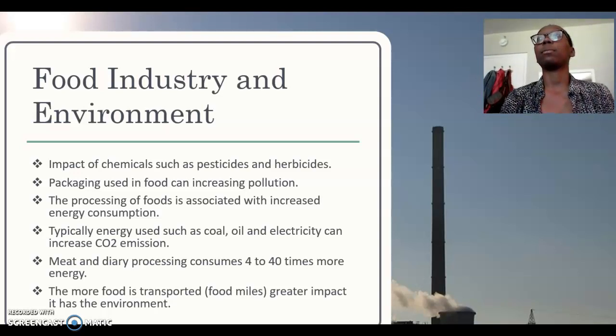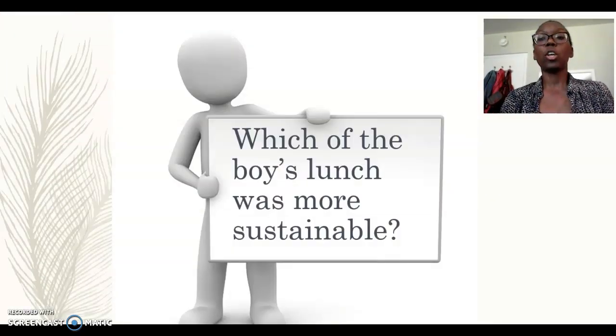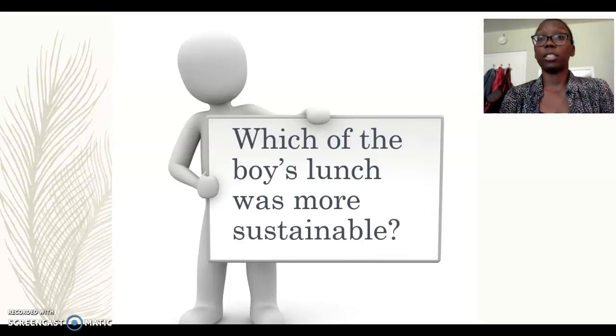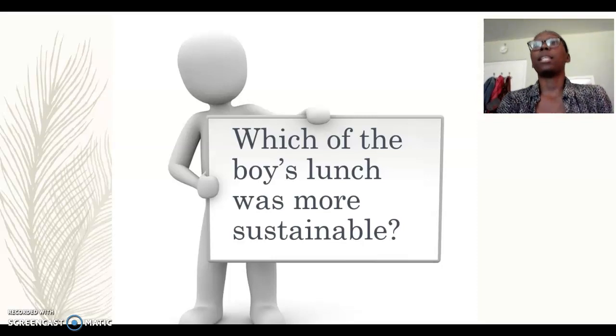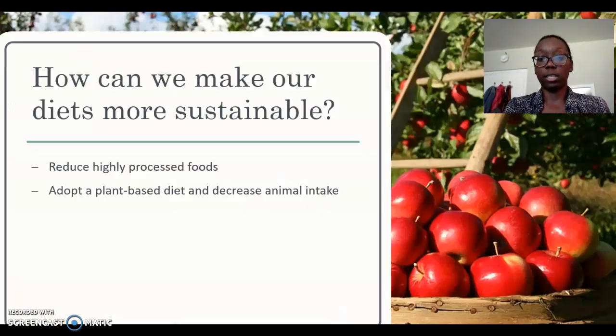And then there's transportation. Where is our food coming from? If our food is coming from overseas by plane or boat, then it becomes less environmentally sustainable. So we go back to the question: which of the boys' lunches was more sustainable? At the get-go, it may seem like it's Peter's lunch because his was more plant-based. But what if all of Peter's lunch came from a package? What if his spinach or whatever he used on the pizza was highly processed? Then his may not be as sustainable as Paul's lunch.